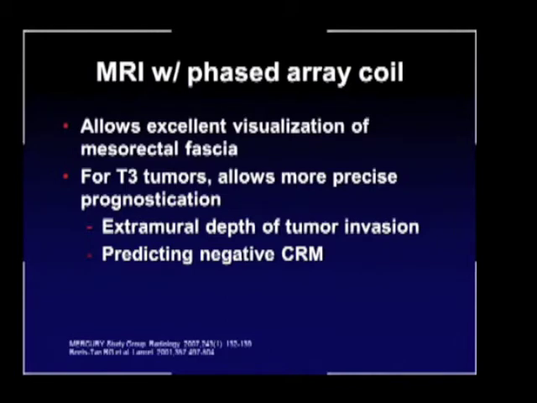So in summary, MRI with the phased array coil, a comfortable exam, not an endorectal exam, allows excellent visualization of the mesorectal fascia, and greater field of view, which allows us to more precisely prognosticate. In other words, we can look at this extramural depth of tumor invasion, and we can predict negative CRMs, and therefore we can have some prediction as to what the outcome is going to be. And treatment can be adjusted appropriately and individualized to the patient.